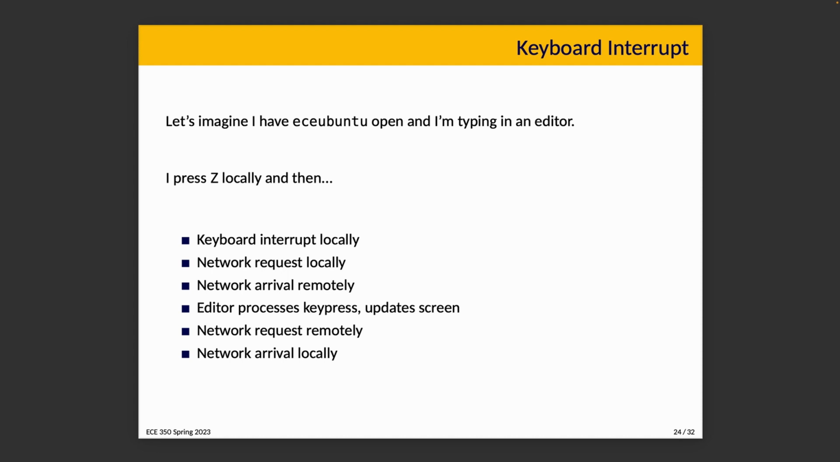So I'm logged into ECE Ubuntu so I can run the code, and I type in my editor. So I press a key locally. Let's say that I've chosen the letter Z as the key that I'm pressing. What happens here? So I'm editing a C file, right? And you'll notice there's 6 elements that appear in the list.